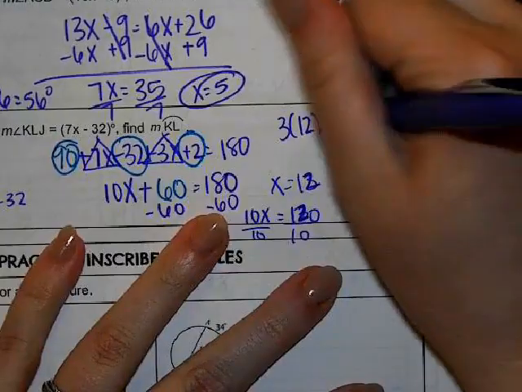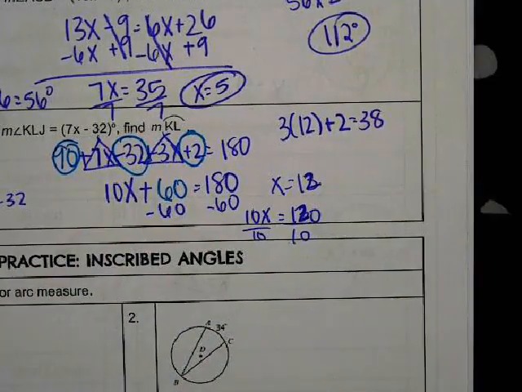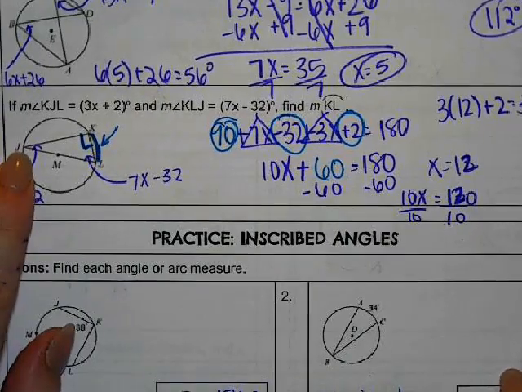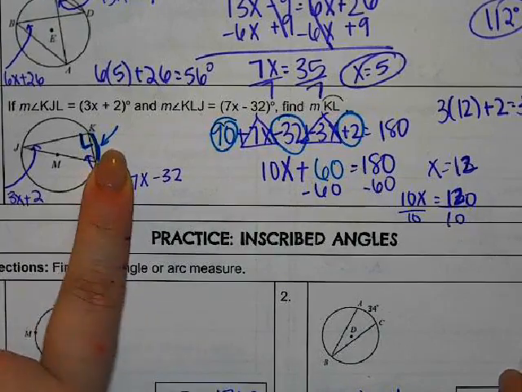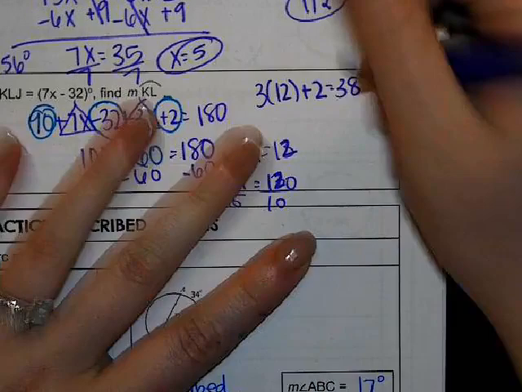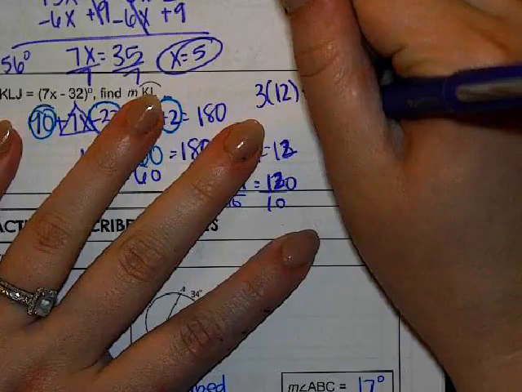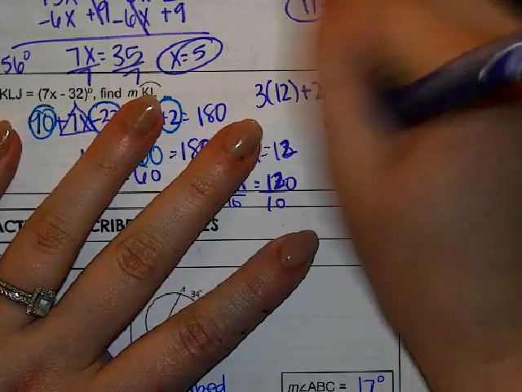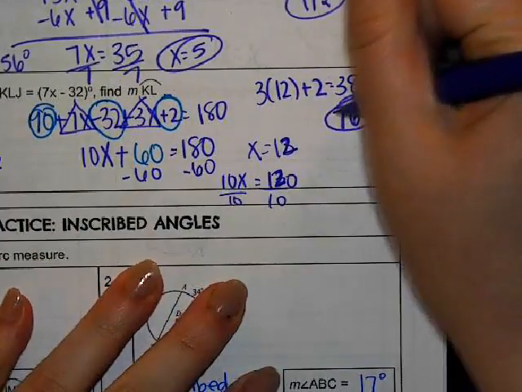Now that means that angle is 38, and in order to find the arc, I'm going to multiply that 38 times 2. 38 times 2 gives me 76, so that makes that arc 76 degrees.